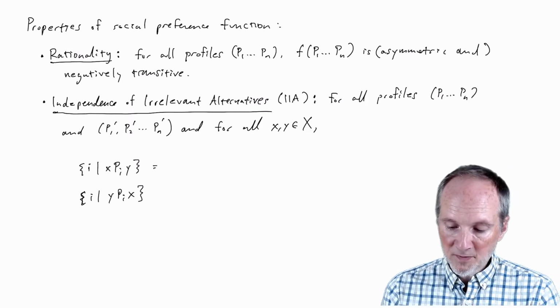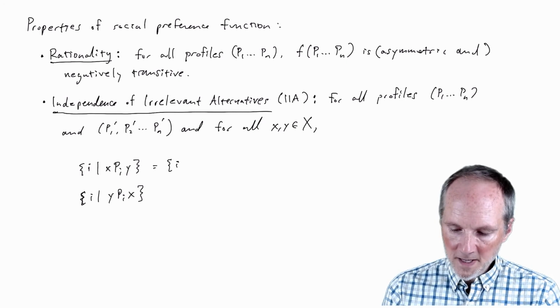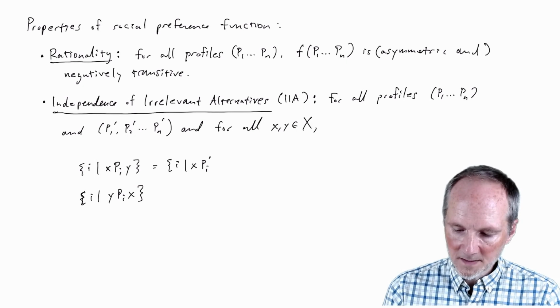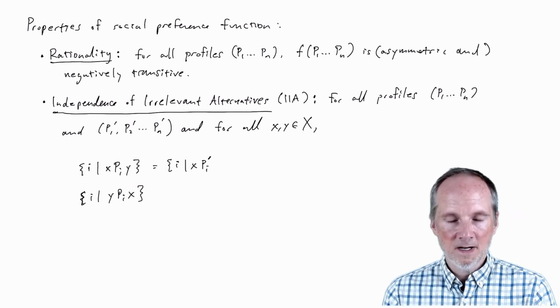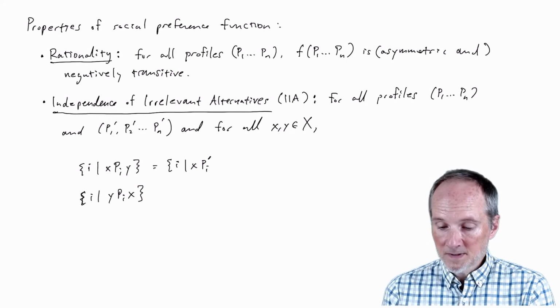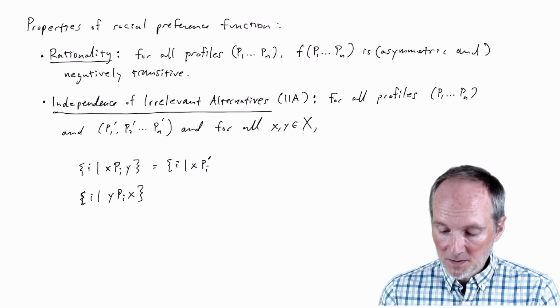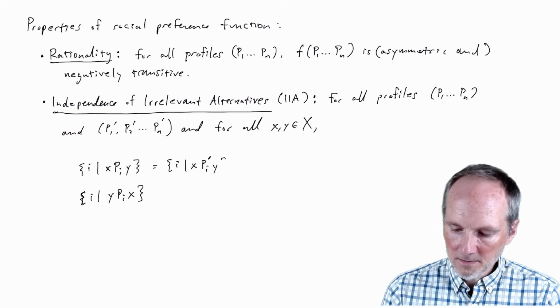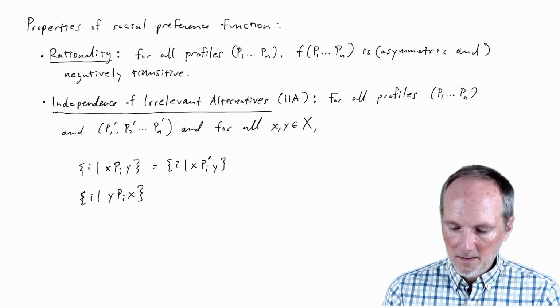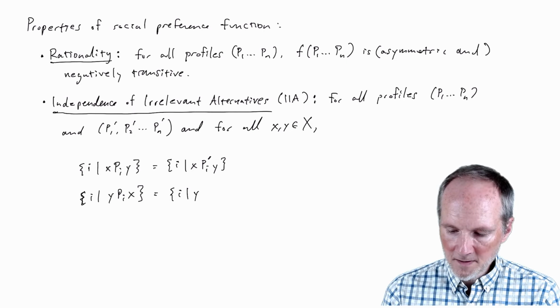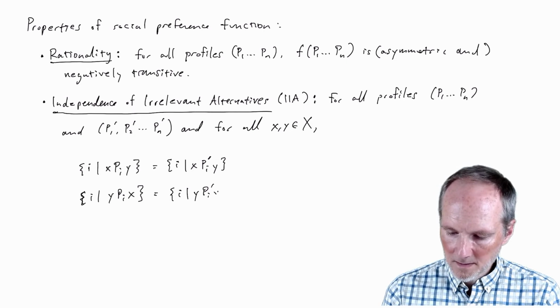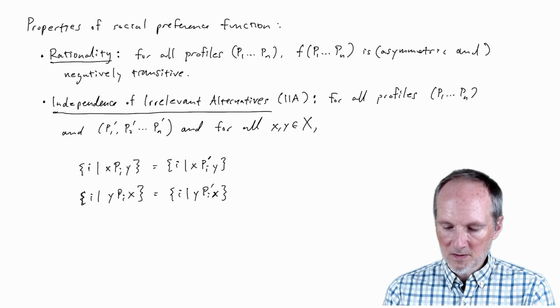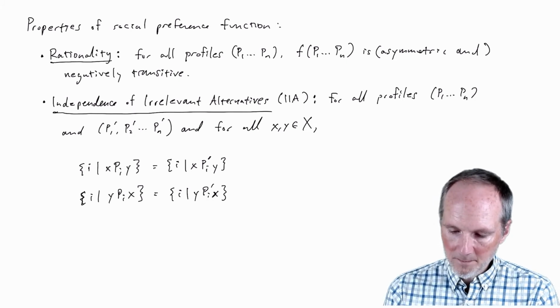Okay, so the set of people who prefer x to y in the second profile, it's defined the same, but I'm going to use this pi prime. Okay, this little apostrophe thing, I'm going to call that a prime. I'm just using that to distinguish the second profile from the first. So the set of people who prefer x to y, given the second profile, I would write like so. The set of people who prefer y to x under the second profile, again, it's similar, but I'm using a prime here, okay?